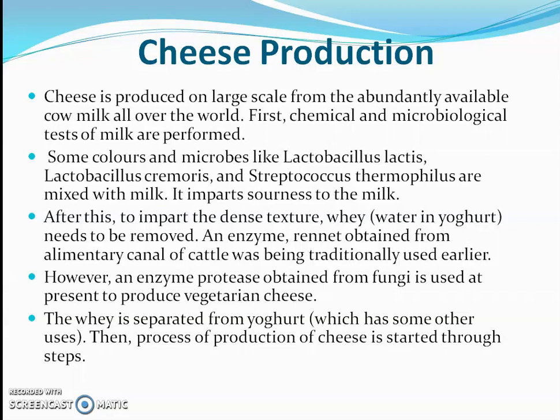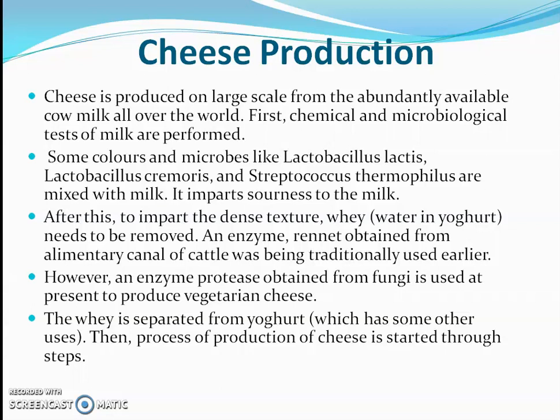Cheese production. Cheese is produced on a large scale from abundantly available cow milk all over the world. First, chemical and microbial tests of milk are performed. Some color and microbes like Lactococcus lactis, Lactobacillus cremoris, and Streptococcus thermophilus are mixed with milk. These are the three bacteria that impart sourness to the milk.